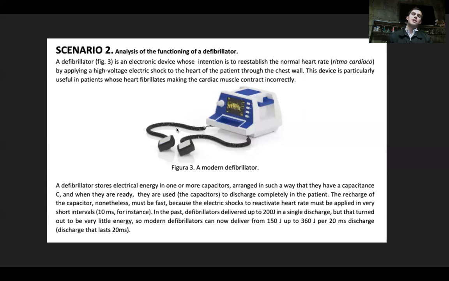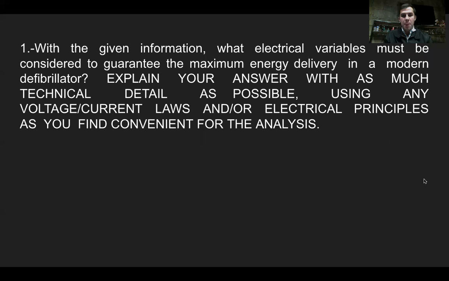Then we have this scenario in which we talk about defibrillators, which are gadgets that many people use when they have a problem in their heart, and it works by discharging shocks in the heart to make a pulse. Modern defibrillators can now deliver from 150 joules up to 360 joules per 20 milliseconds.